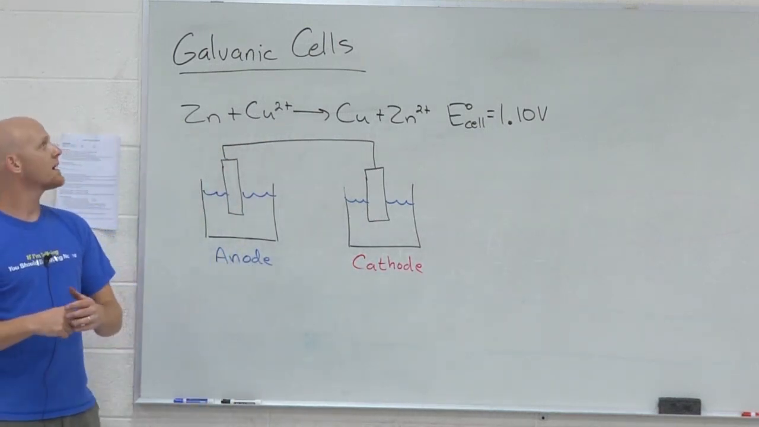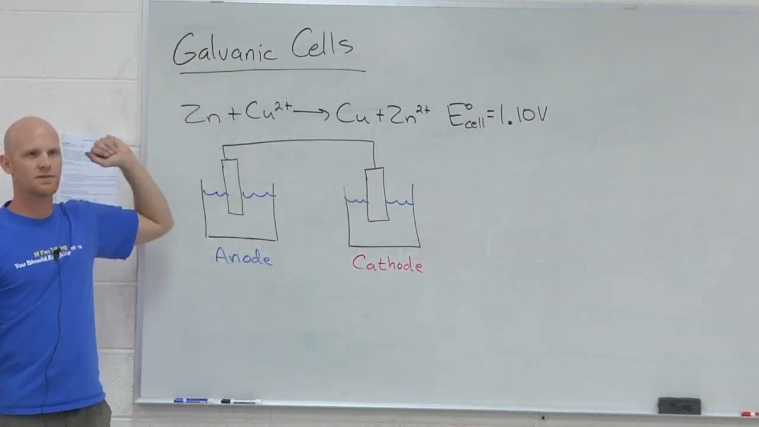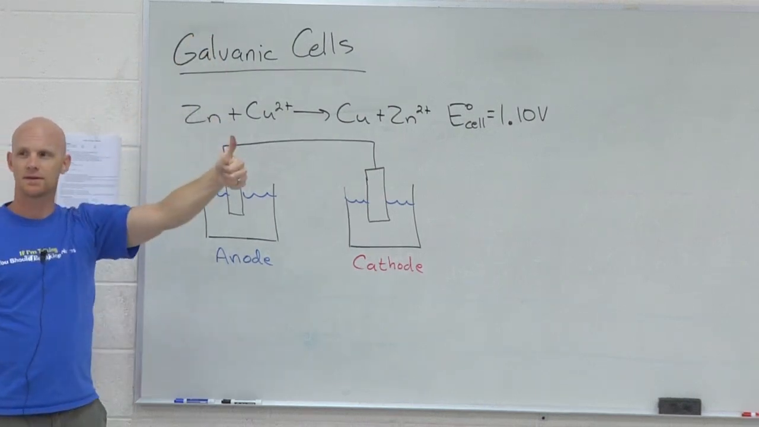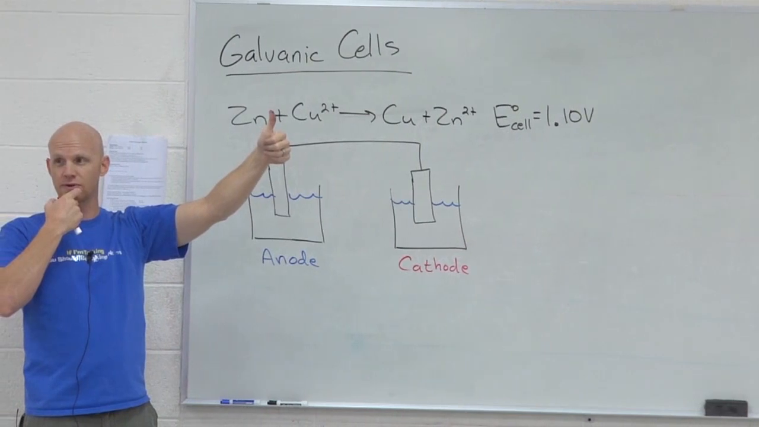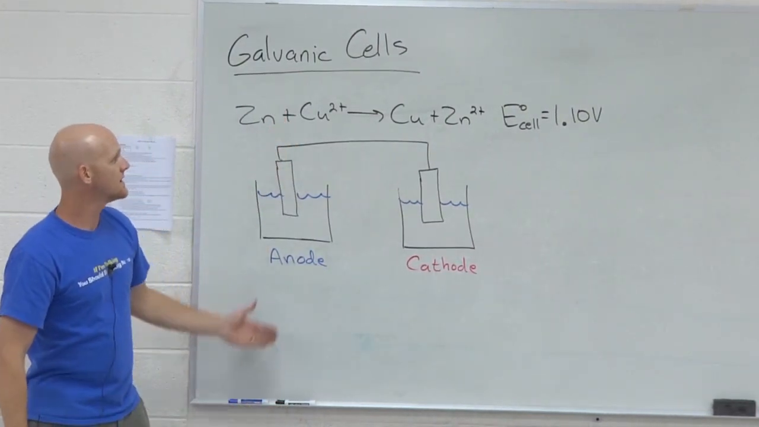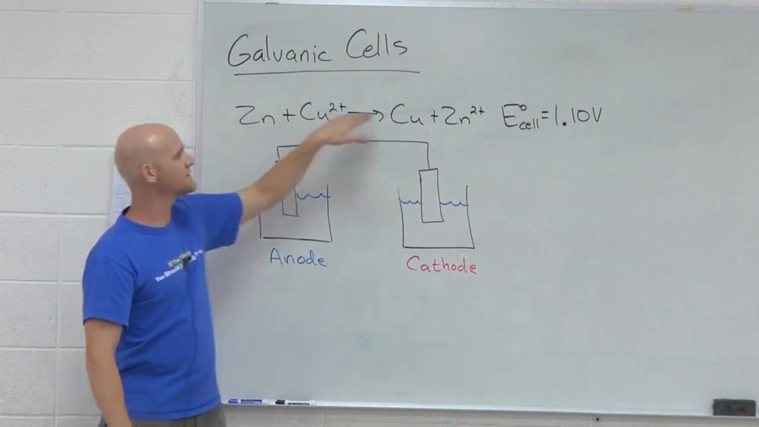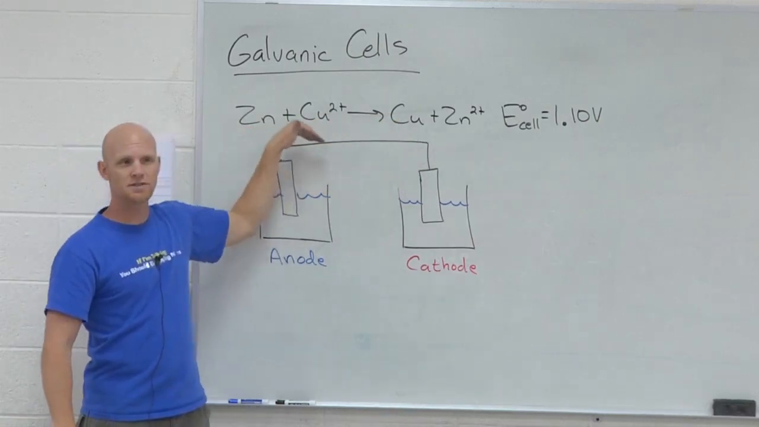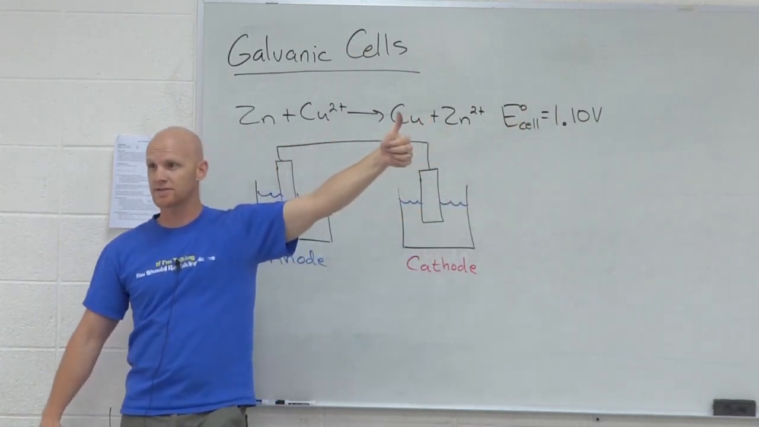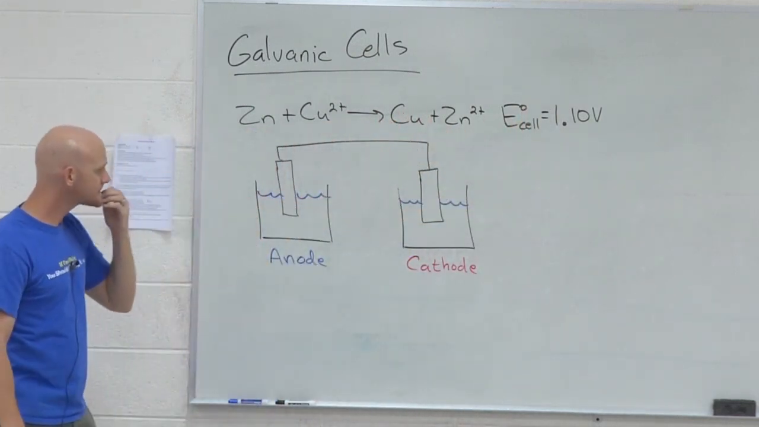All right, let's talk about galvanic cells. Now, what do we know about galvanic cells? They are spontaneous, and they are used to produce electricity. Okay, so we're going to do a galvanic cell, a voltaic cell, made from this reaction. And the E standard is positive, so great, spontaneous under standard conditions.